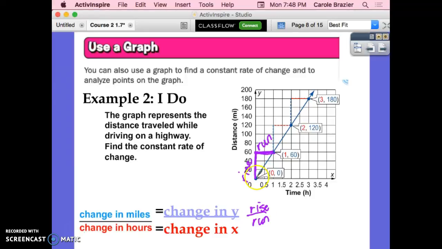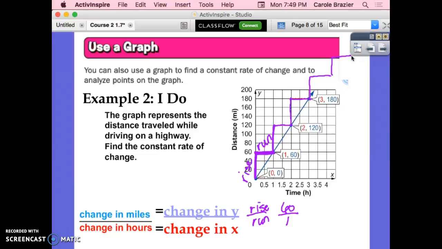So if I'm looking at this graph, my rise, it rose 60. Okay, so 60 miles. So that's my rise. It went over 1. So 60 over 1. So that is my slope in this case, or my constant rate of change. But what's so neat about a linear line is every time this should be the case. I go up 60, I go over 1. I go up 60, I go over 1. And that's going to continue forever because a line is never ending.